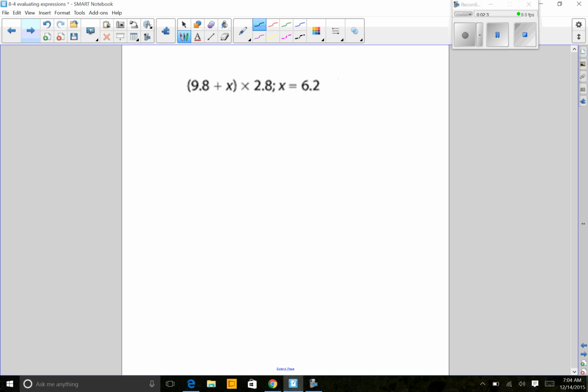The other thing they might do is give you something with a variable in it, and then you have to insert the variable and then solve. So in this case, we have 9 and 8/10 plus x times 2 and 8/10, and I don't know what this x equals, and then they're telling us x equals 6 and 2/10. So I have to rewrite this before I can do anything else. Again, I have to do the parentheses first. So 9 and 8/10 plus 6 and 2/10 would be 16. And I'm going to multiply that times 2 and 8/10.